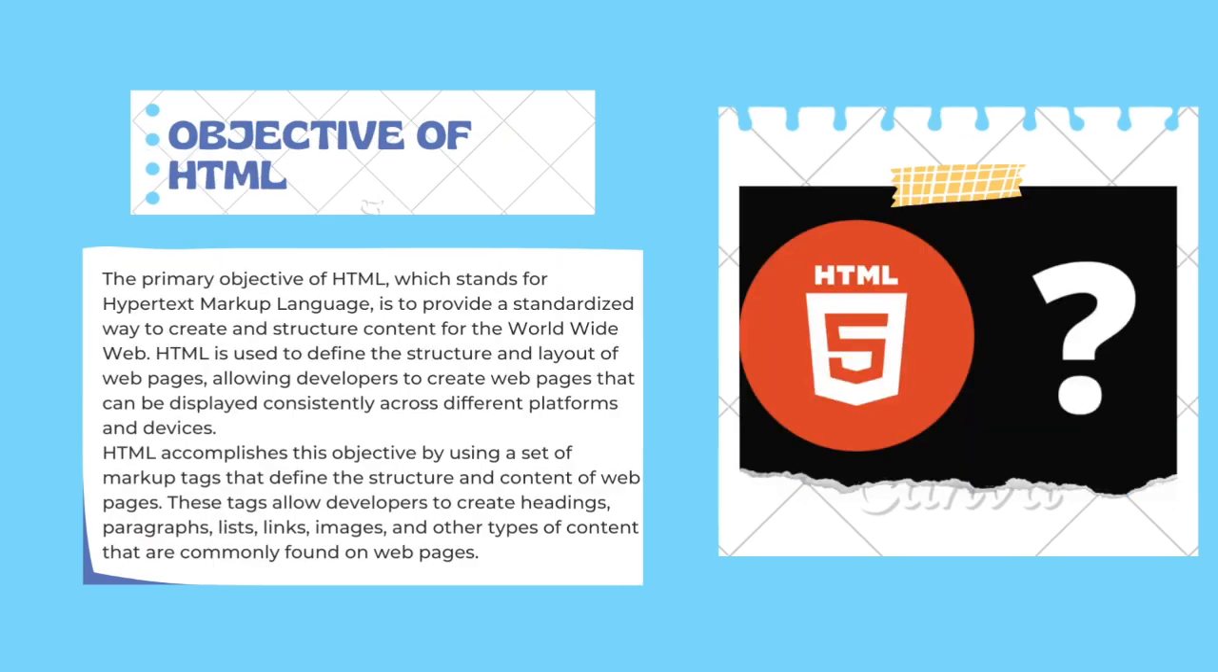Now comes the objective of HTML. The primary objective of HTML, which stands for Hypertext Markup Language, is to provide a standardized way to create and structure contents for the World Wide Web. HTML is used to define the structure and layout of web pages, allowing developers to create a web page that can be displayed consistently across different platforms and devices. HTML accomplishes this objective by using a set of markup tags that define the structure and content of a web page. These tags allow developers to create headings, paragraphs, lists, links, images, and other types of content which are commonly found on web pages.